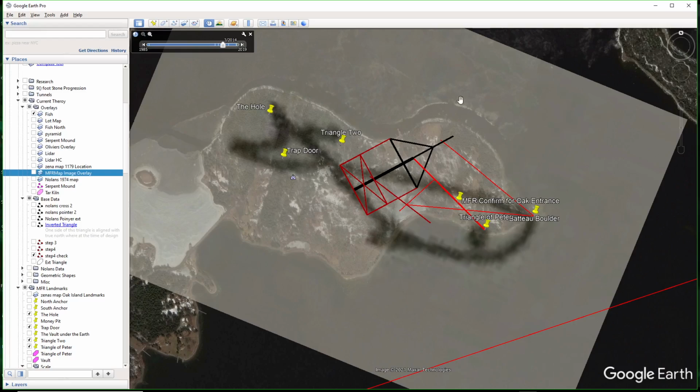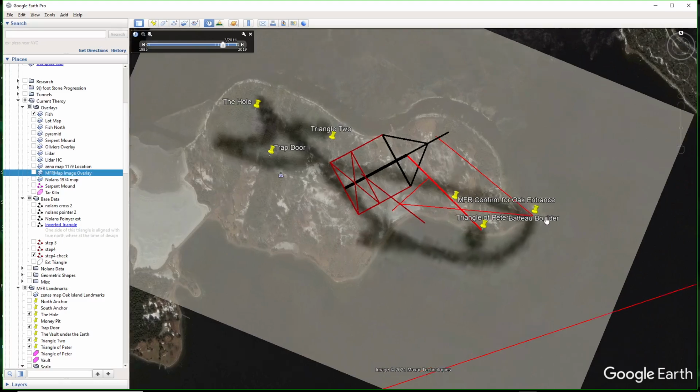So we have the big fish, and he's showing an alignment with the trap door and this corner that goes down here. Okay, and he's got this alignment here, basically going through this square here, and this is basically the center point of the entrance to Oak Island, the oak entrance.